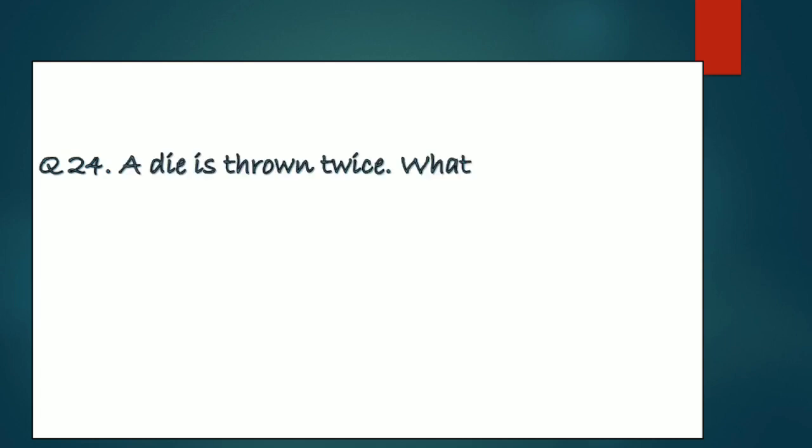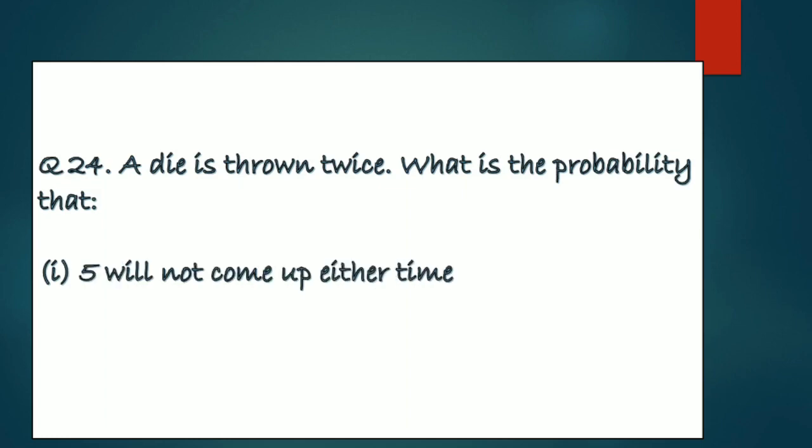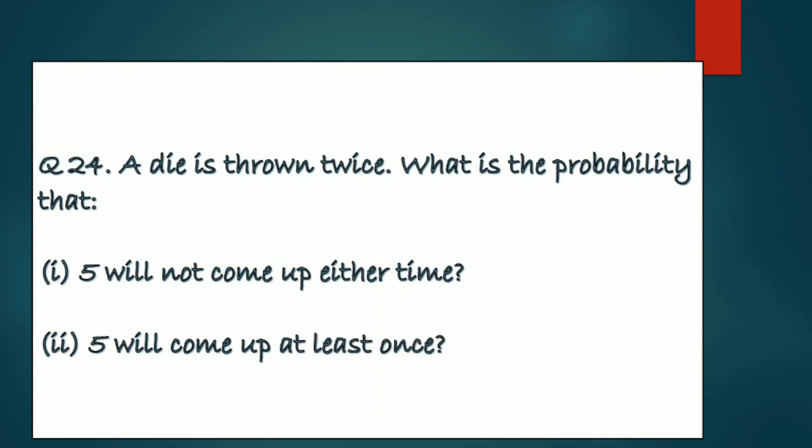A die is thrown twice. What is the probability that 5 will not come up either time? And 5 will come up at least once. Suppose one die is thrown twice, the total number of outcomes is 36. Now we have to answer 5 will not come up either time. That is, 5 should not come on the first die nor on the second die. We also have to find the probability that 5 will come up at least once. At least once 5 must come; it can come once or more than once.